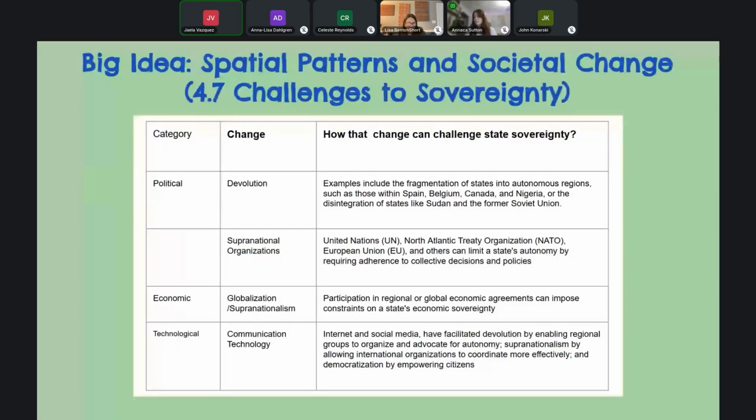And you could go one by one. And then the same thing with the supranationals, globalization, communication technology, and how that facilitated democracy. Again, just putting it together, the big ideas, to me, it helps them also review the terms. If they don't know a term, they could be like, oh, what was NATO again, or what's the EU? This is where we can review all those terms.